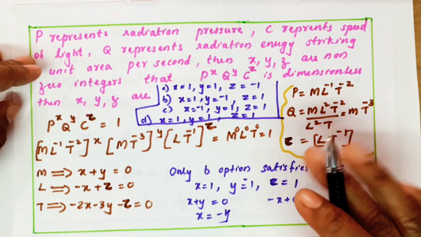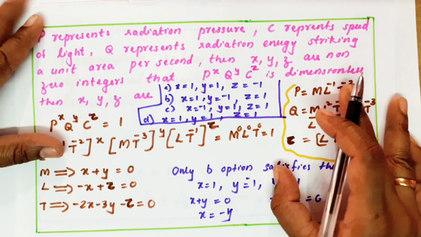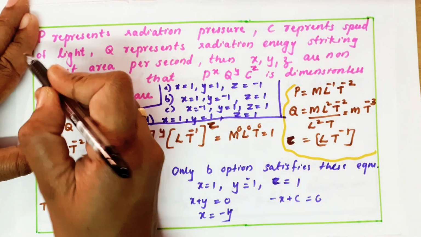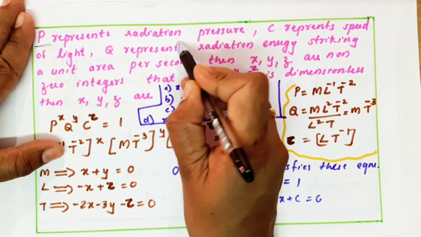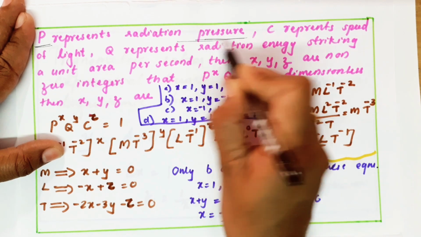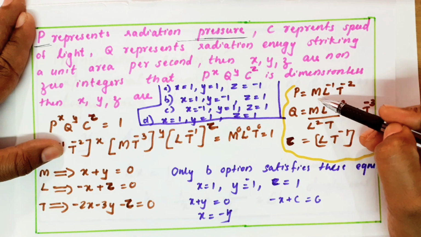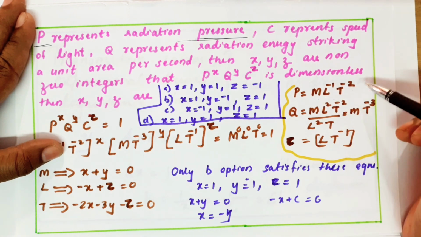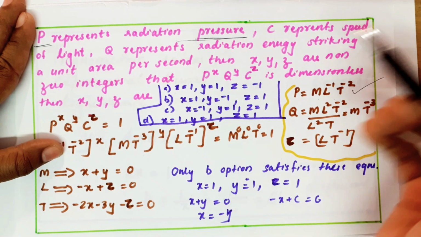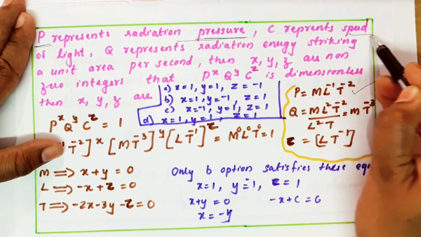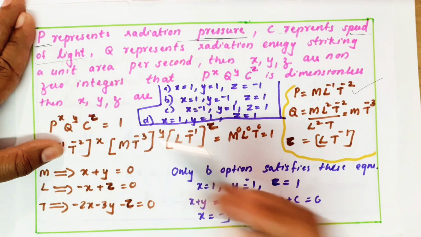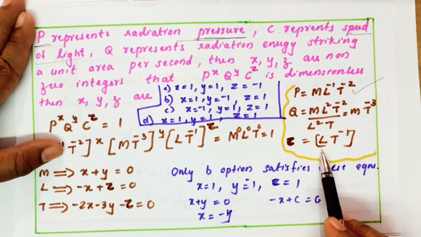So what I'm doing first, they gave many quantities. I'm just doing P, they told. What is P? Pressure. No problem. Just now only we found for pressure. What is the pressure dimension? ML minus 1 T minus 2. C we don't have a problem because it is the speed of light. You know what is the speed of light? It is LT minus 1.